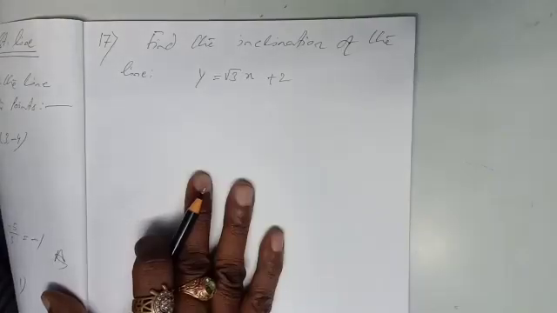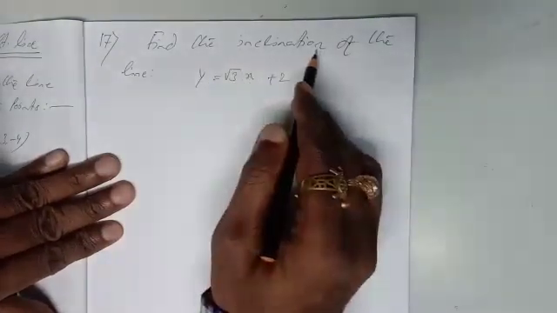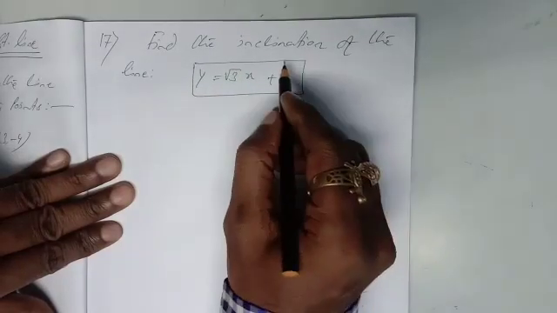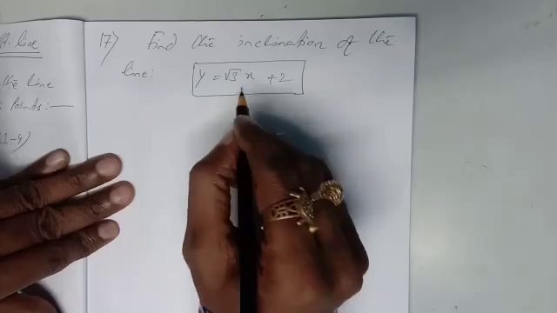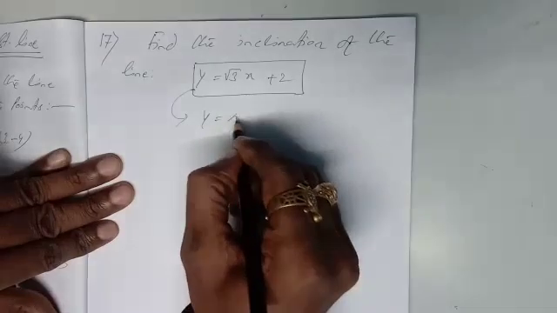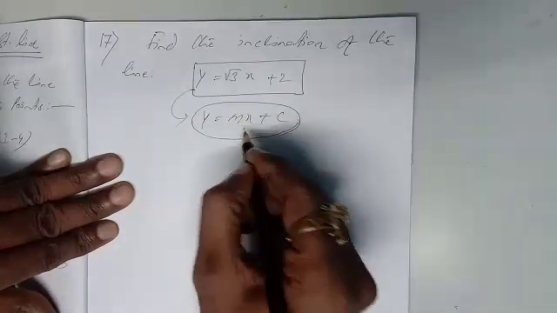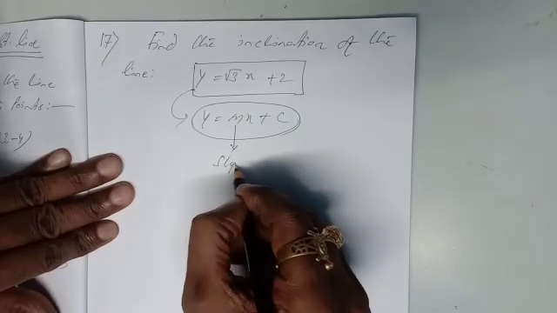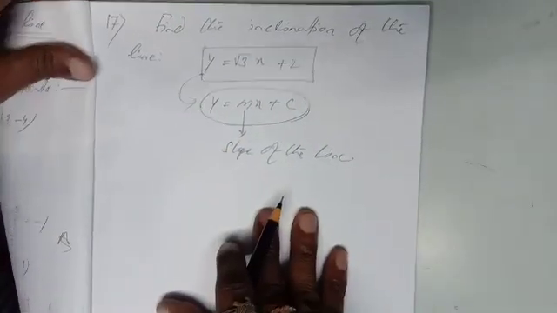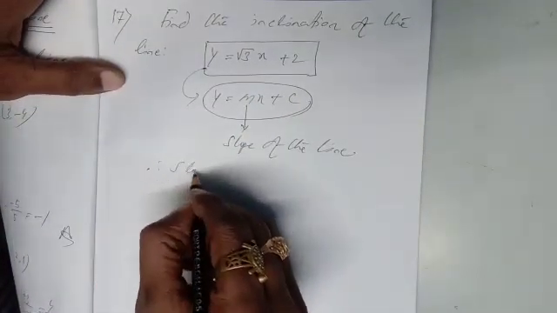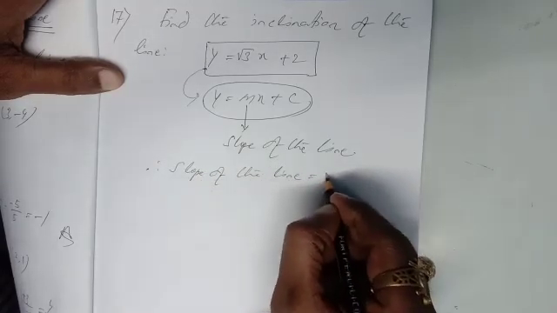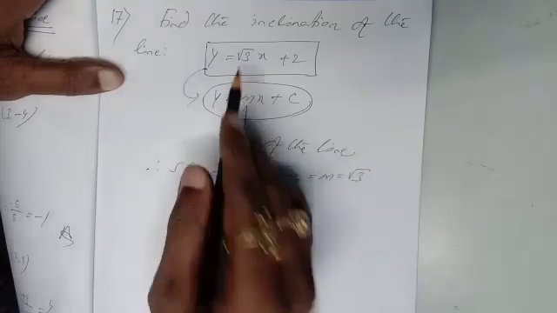See the next question. Find the inclination of the line. The equation of the line is given, and you have to find the angle of inclination. Before finding the angle of inclination, we should know the slope of the given line. If you compare the given line equation with y equals mx plus c, this m is nothing but the slope of the line. Slope of the line is m equal to root 3, that is the coefficient of x.